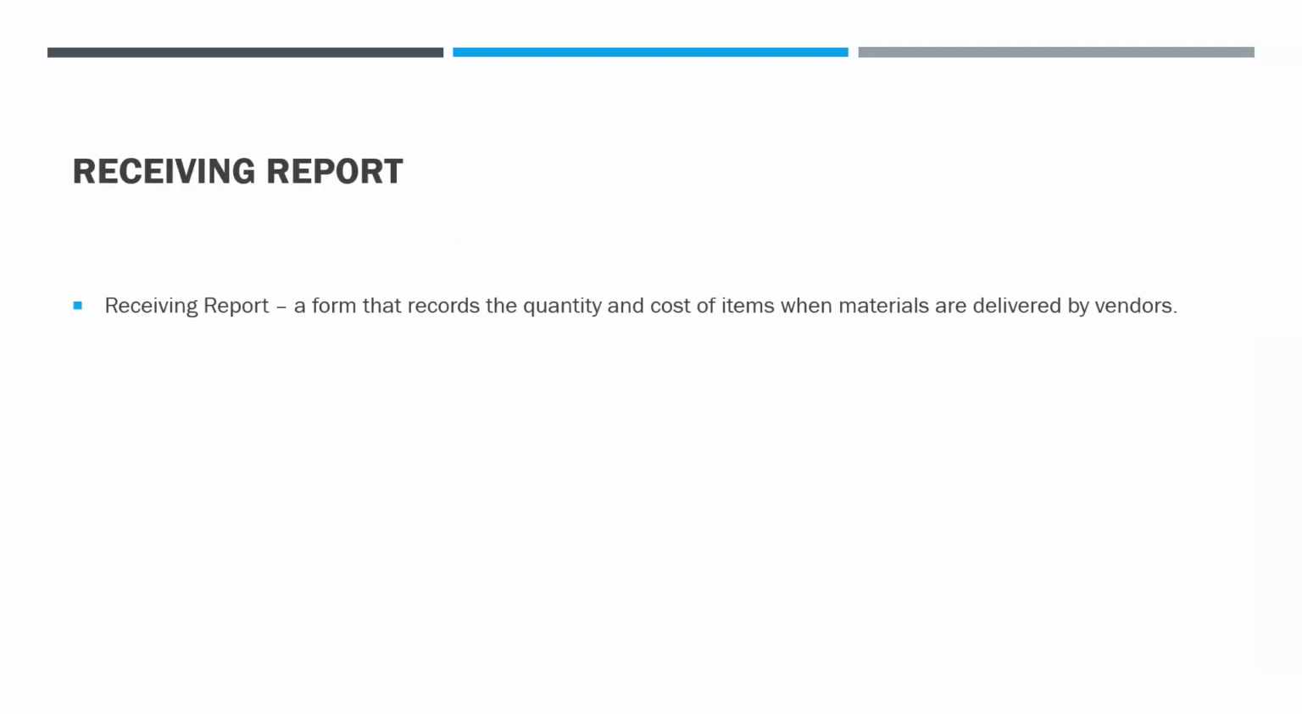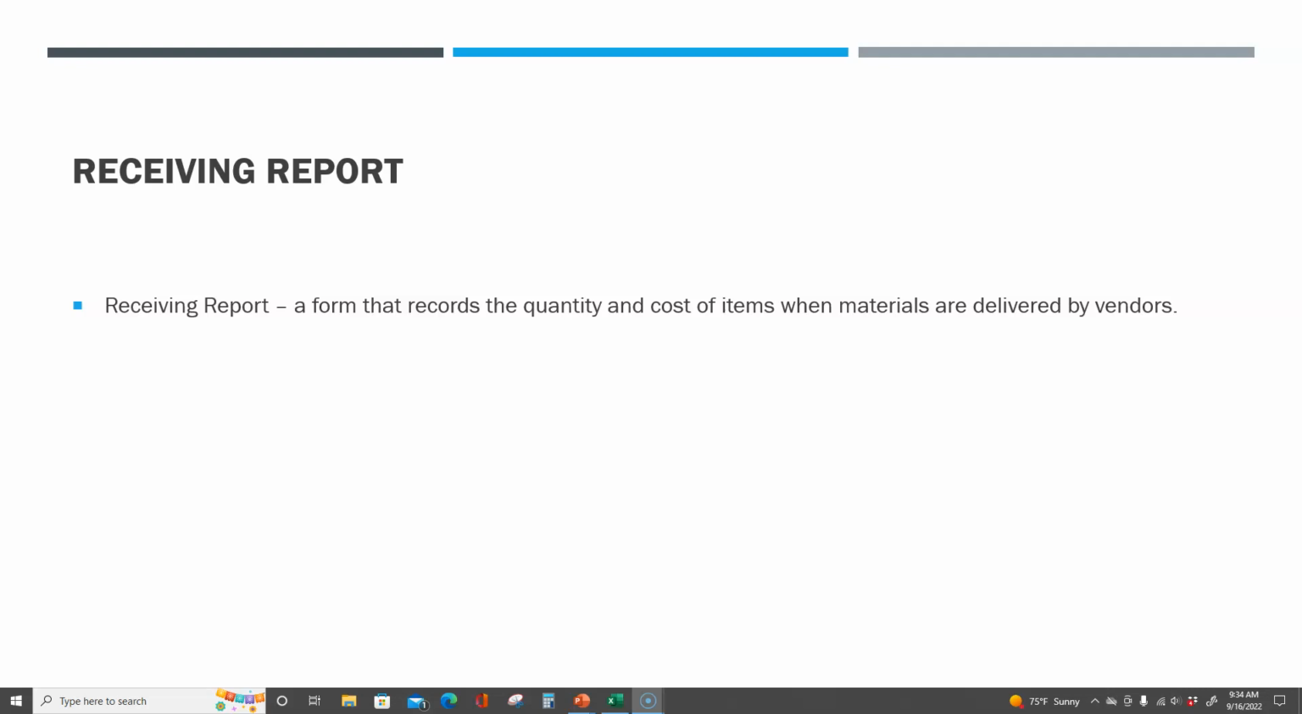In this video, we're going to look at material costs and related documents for a manufacturer. When a company receives the raw materials they've ordered from a vendor, the company's personnel will inspect the shipment, count how much material was received, and fill that information in a form called a Receiving Report. So a Receiving Report is a form that records the quantity and cost of items when materials are delivered by vendors.